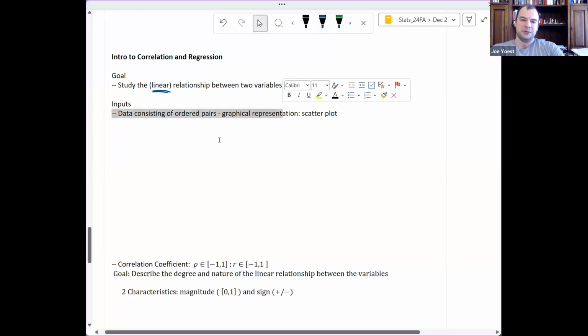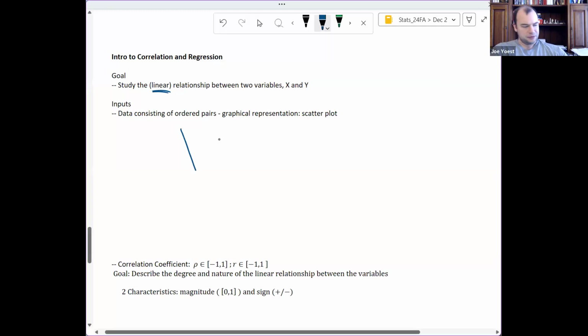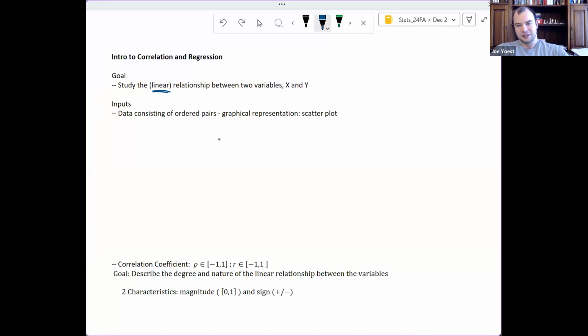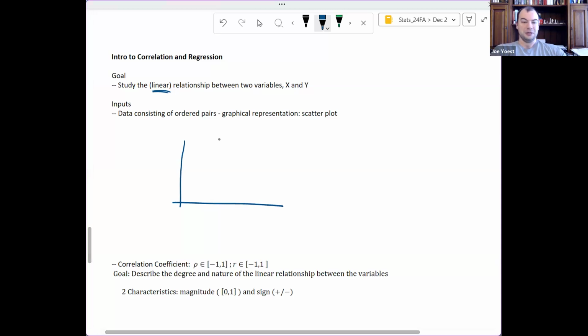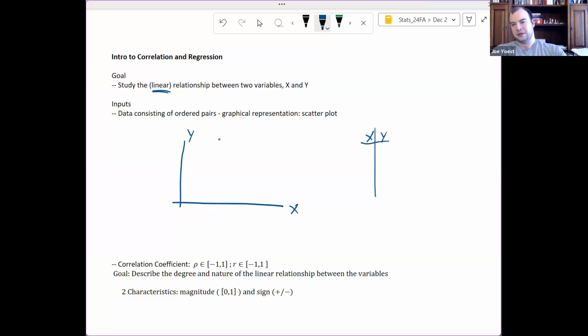So what are our inputs? Our inputs are data consisting of ordered pairs. Okay, so inputs are data consisting of ordered pairs, and we can graph those on a scatter plot. So we would have data points x, y, and we would have, say, point number 1, point number 2, point number 3, down to point number n. And maybe this is, say, height and weight.